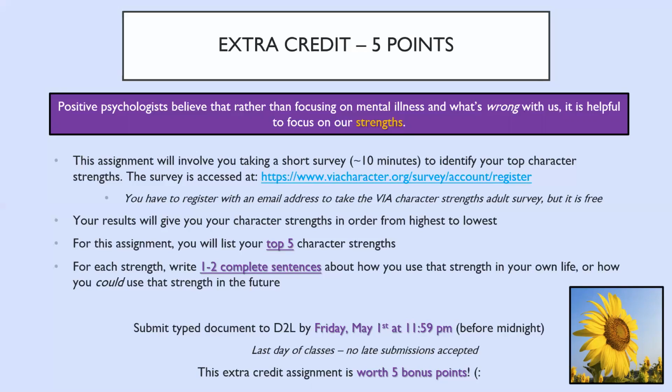For this assignment, it's pretty simple. You just list your top 5. In a Word document or Google Docs or whatever it may be, you list your top 5 character strengths. Then for each strength, you write 1 to 2 complete sentences about either how you use that strength in your own life, or if you don't use it right now, how you could use it in the future. If you think about it, you're really only writing 5 to 10 sentences. It's not that difficult. So I really encourage you guys to do that for the bonus points.